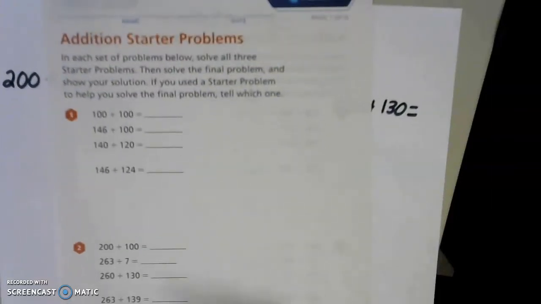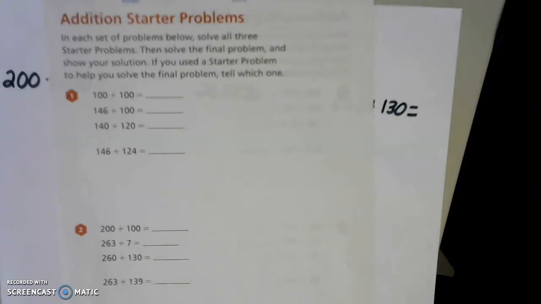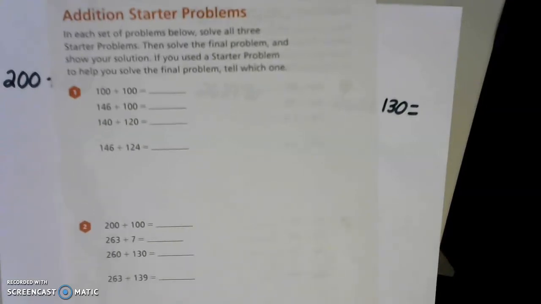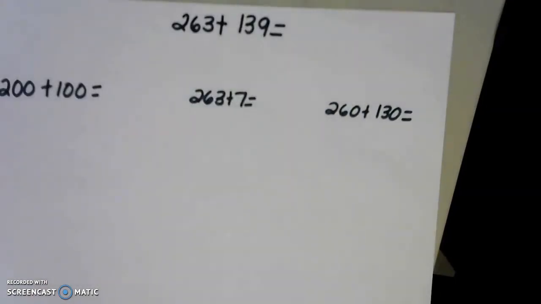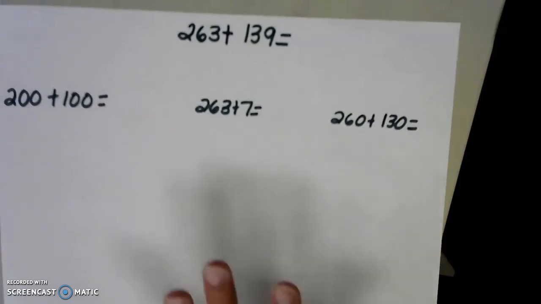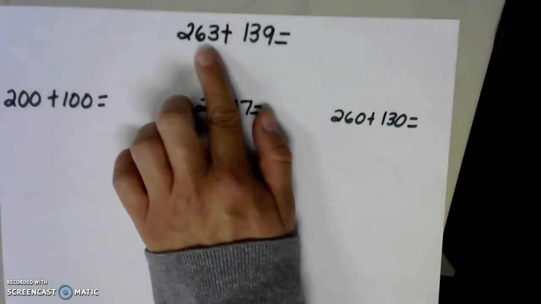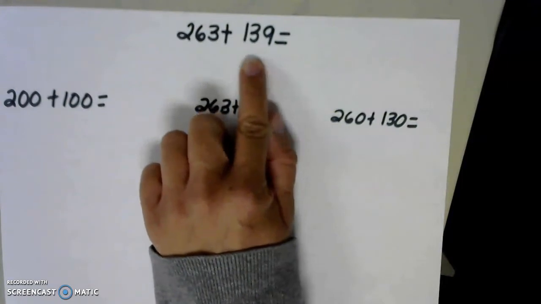We're going to spend a few minutes working together on one of the addition starter problems. The starter problem we're going to work together is on page 161, and it's problem number 2. The final addition equation that we were going to solve was 263 plus 139.